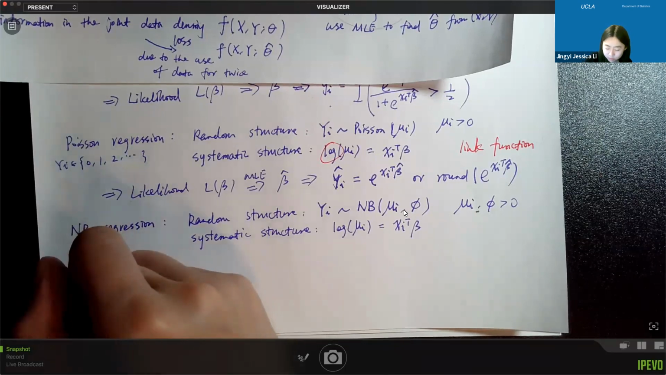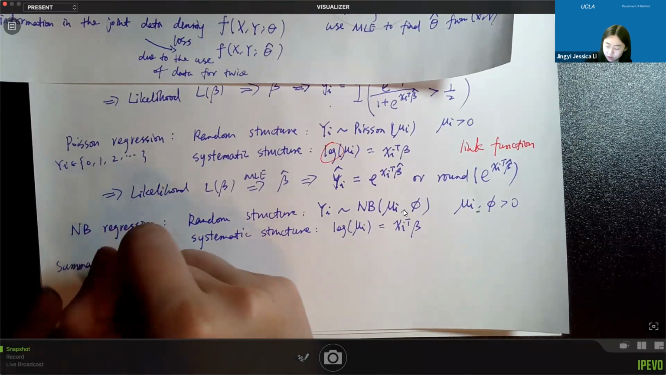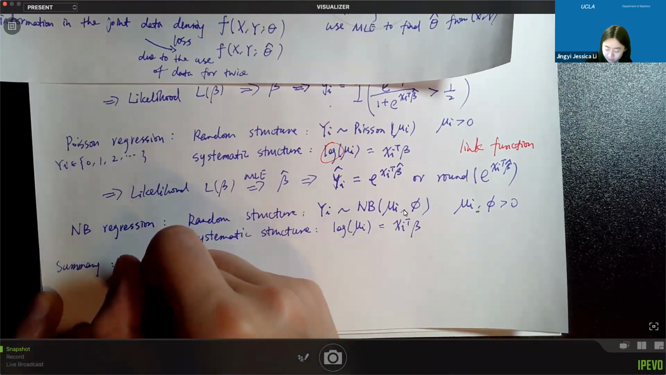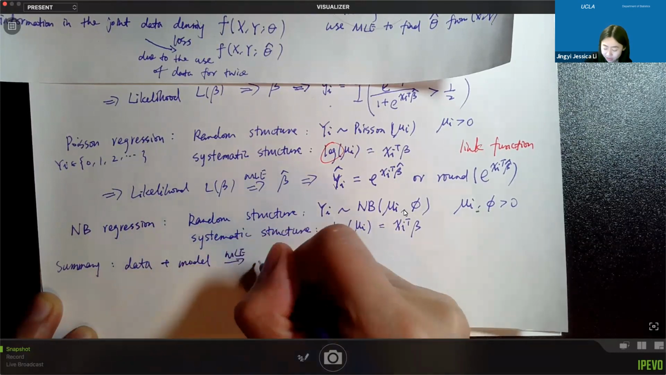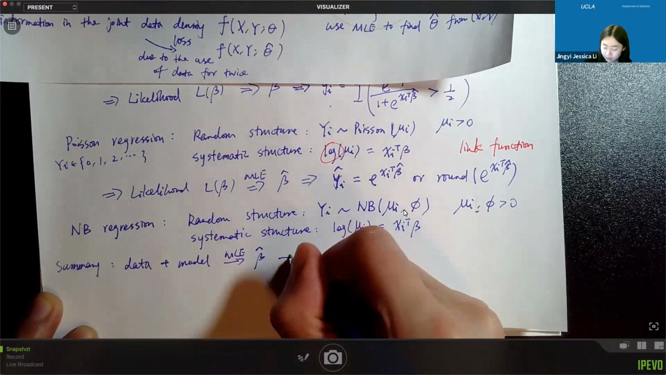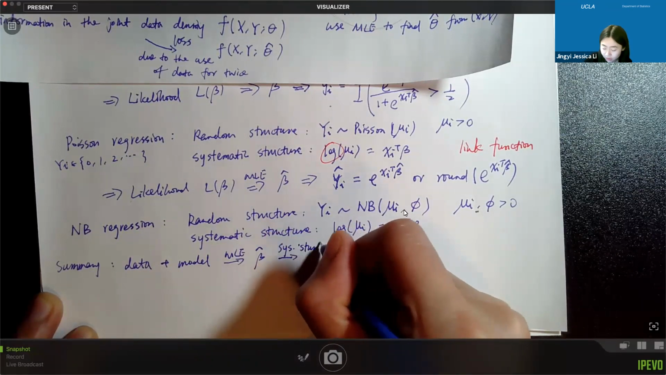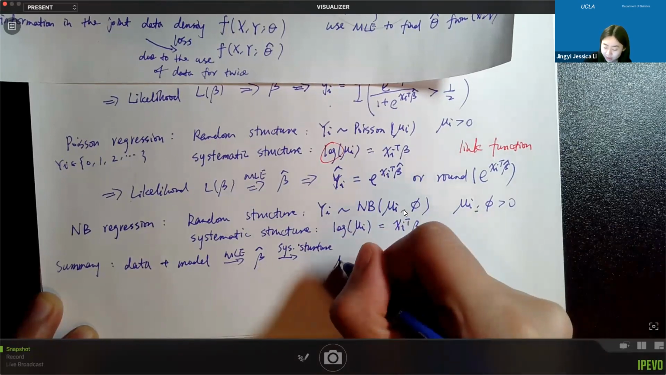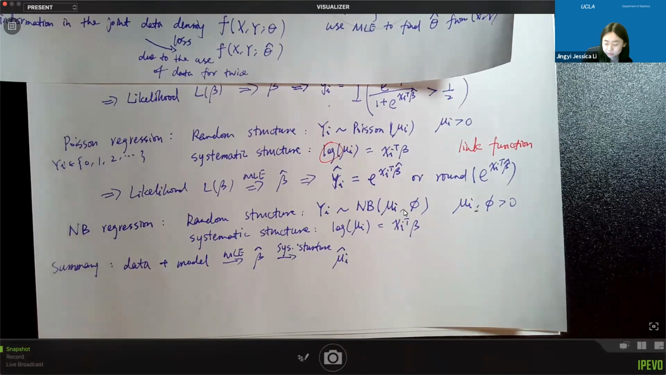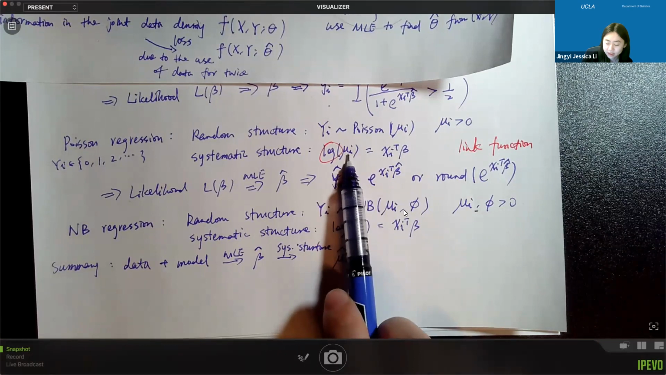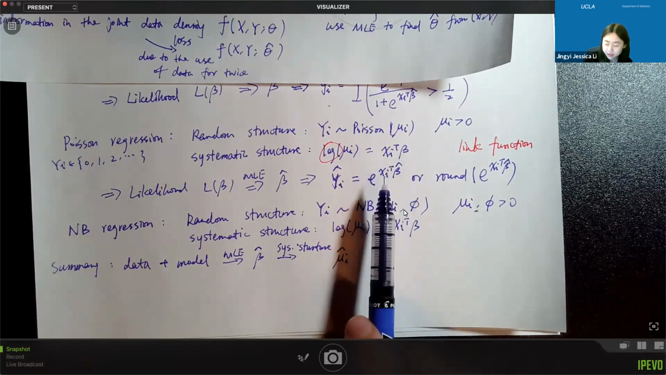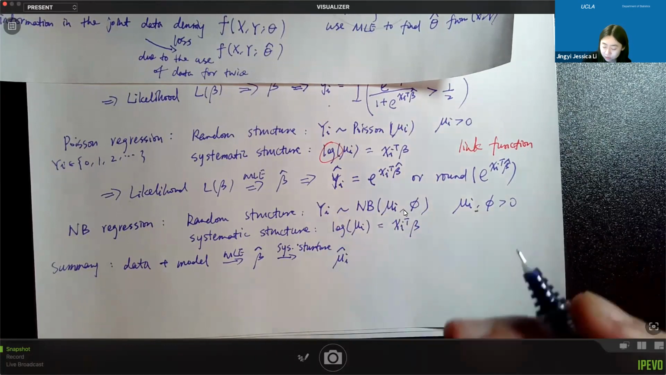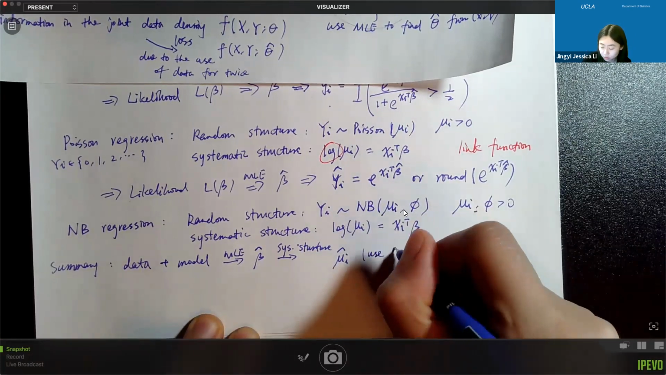So the common theme, let me just summarize, is that you go from data with the model, you do the MLE to obtain the beta hat, and then based on the systematic structure you have in your model, you are going to find mu i hat, based on the beta hat. Because the systematic structure is just about the relationship between mu i and xi transpose beta, and they share the same common beta. So beta is applied to every observation. And then you get mu i hat. And then this is how you're going to use it for prediction.